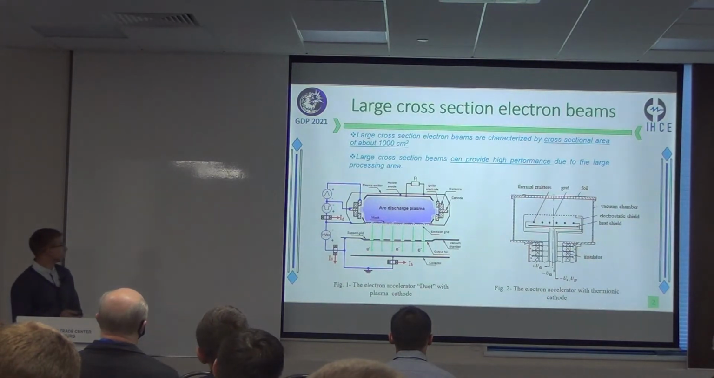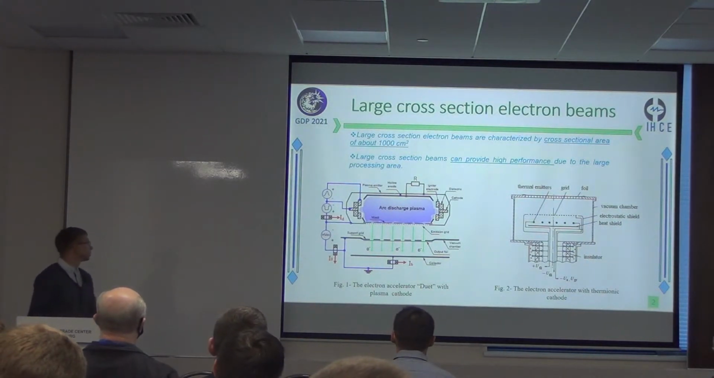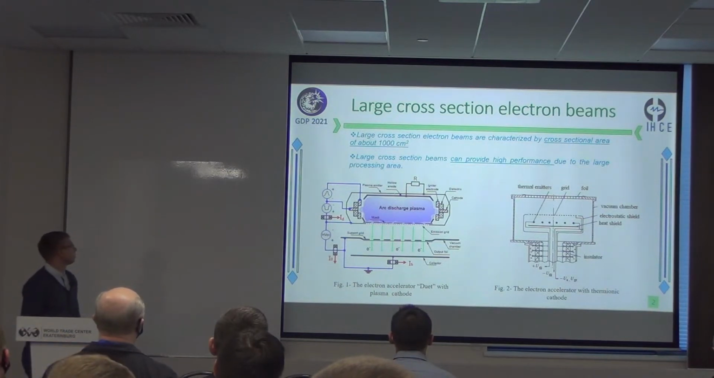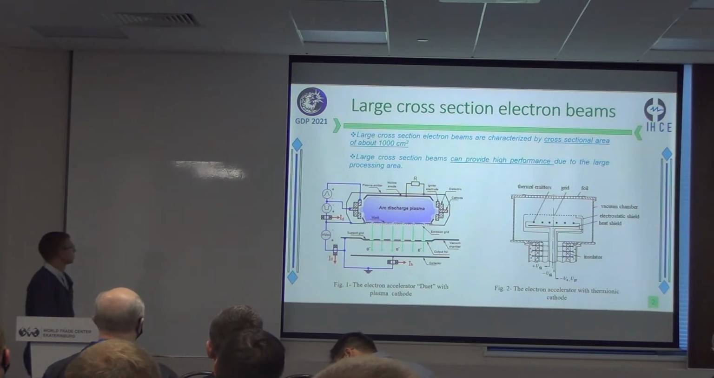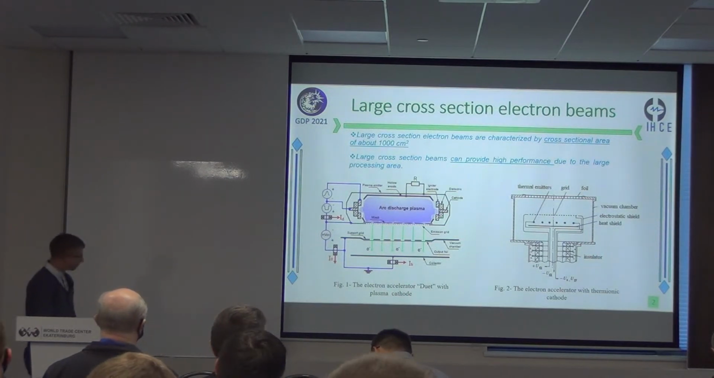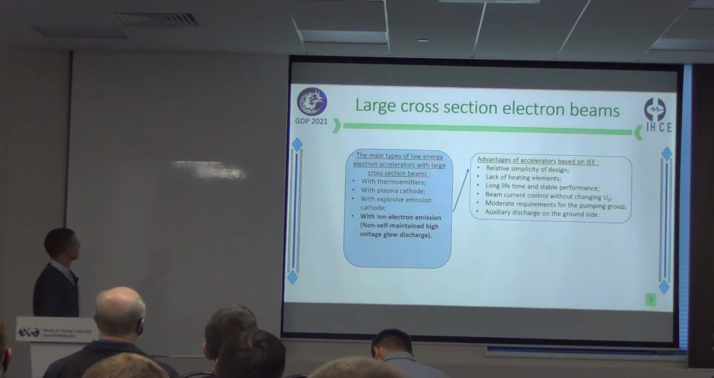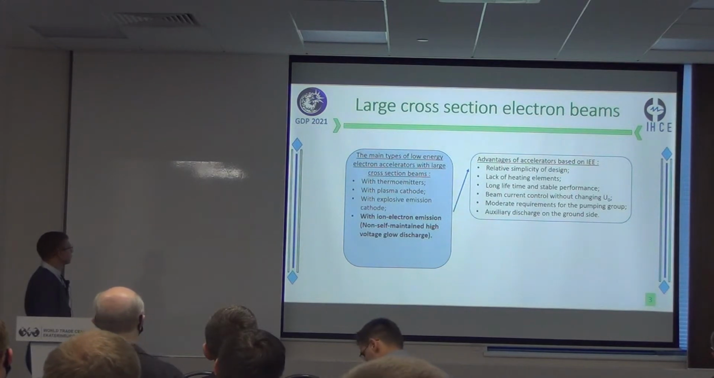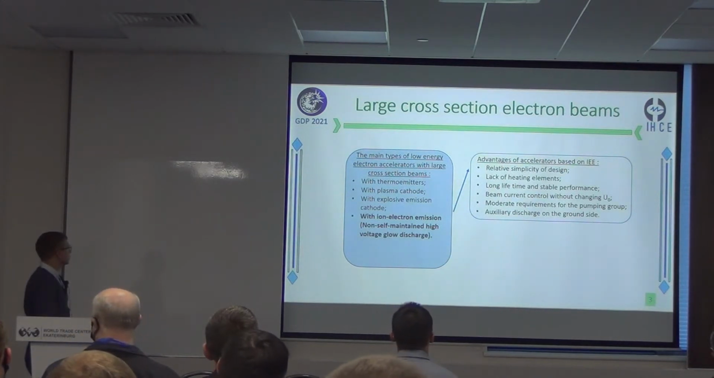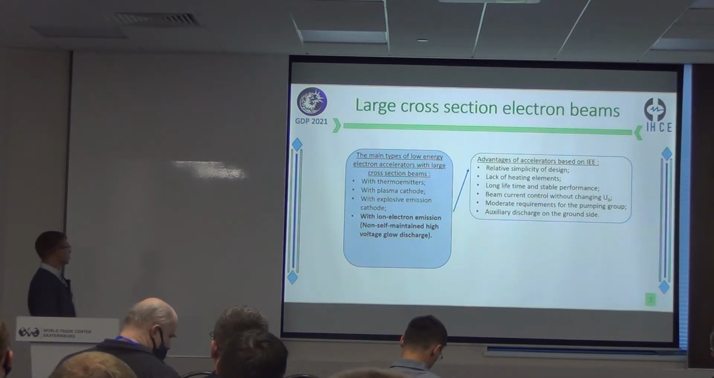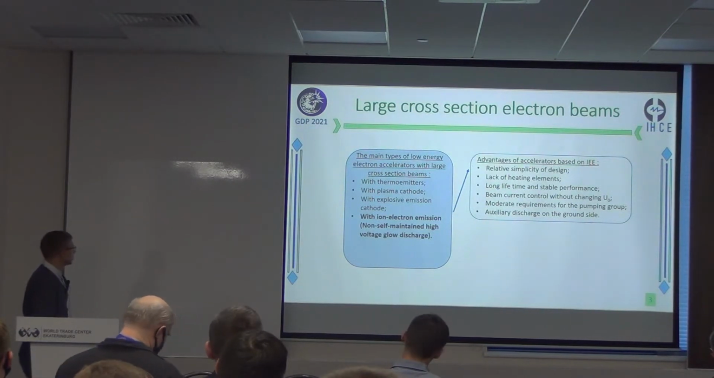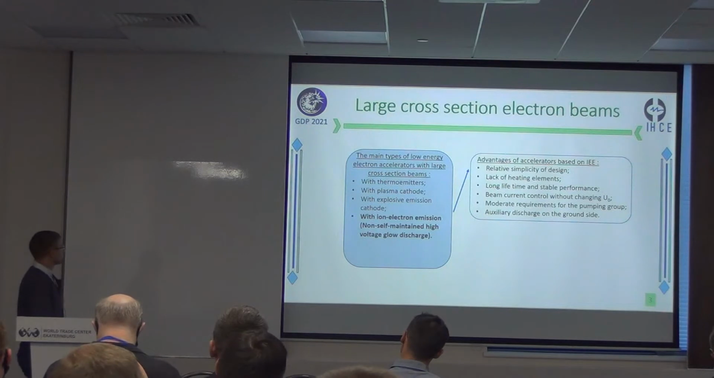One of the technology's nuances is generation of large cross-section electron beams. These beams are characterized by a cross-section area of about 1000 square centimeters, and they can provide high performance due to the large processing area. There are several main types of low energy electron accelerators with large cross-section beams: with thermocathodes, with plasma cathode, with explosive emission cathode, and with ion-electron emission, or based on non-self-sustained high voltage glow discharge. The object of research belongs to the last type.